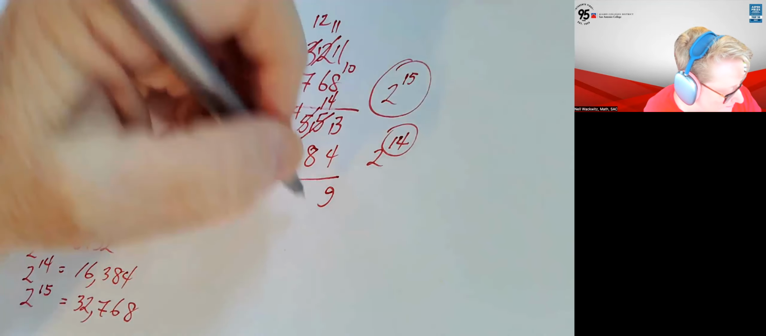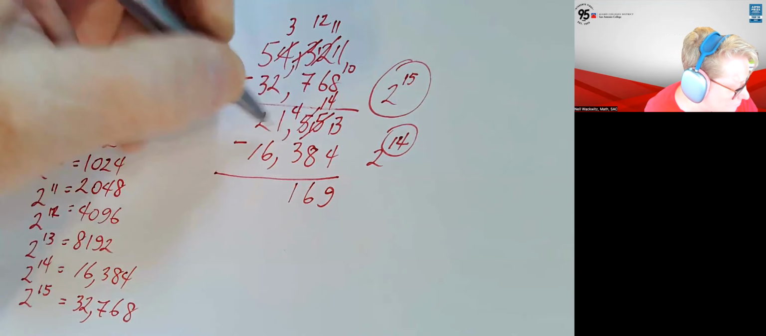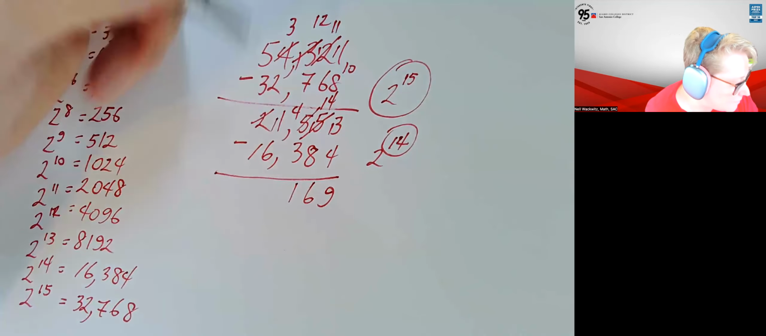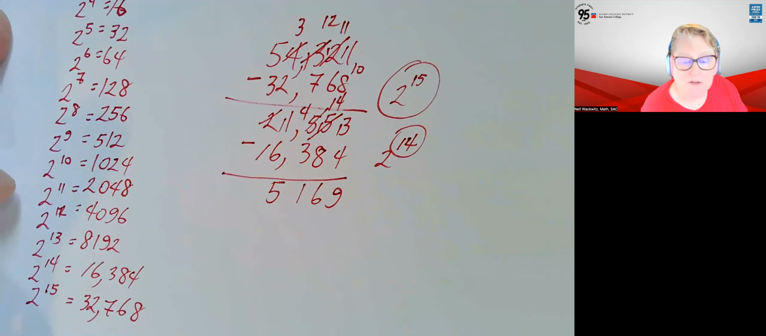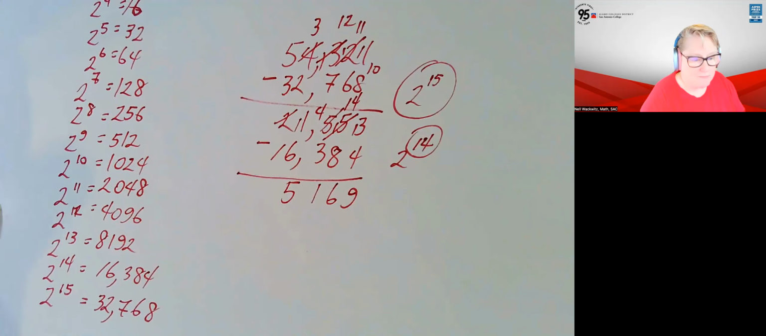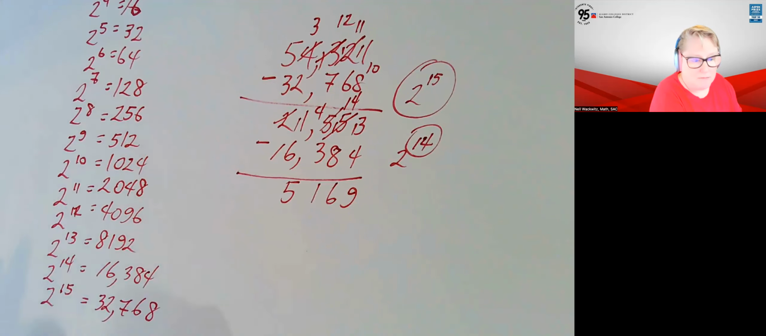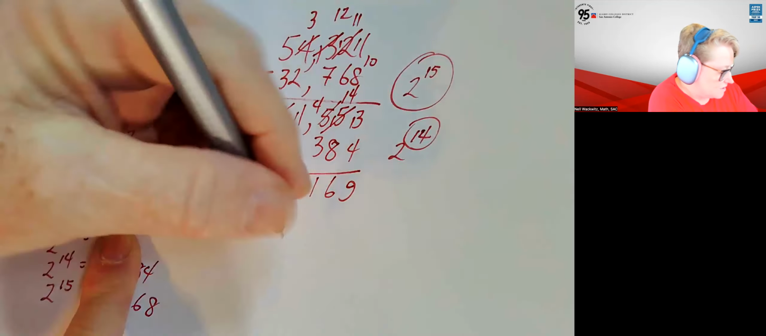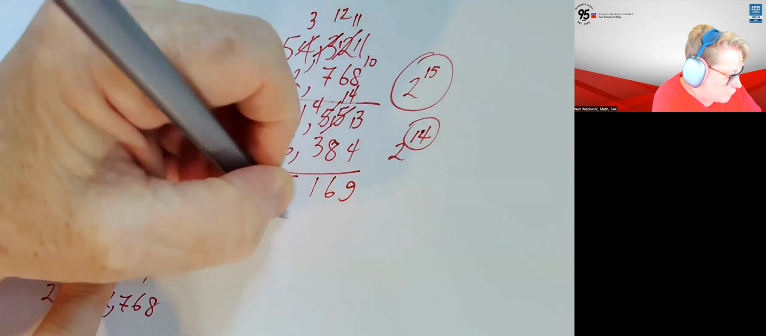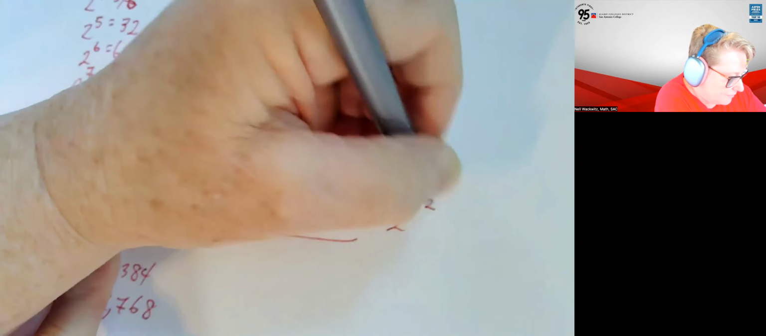14 minus 8 is 6. 4 minus 3 is 1. 11 minus 6 is 5. So we're left with 5,169. That means we're not going to have any 2 to the 13ths because we're already smaller than that. But we will have 1 2 to the 12th. So let's subtract off 4,096, which is our 2 to the 12th.